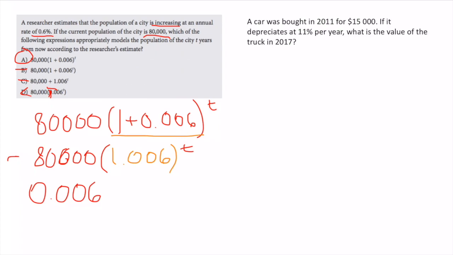So this example. A car was bought in 2011 for $15,000. If it depreciates at 11% per year, what is the value of the truck in 2017? Okay, so the first thing we want to do is set up an equation for this. Our initial value is 15,000.